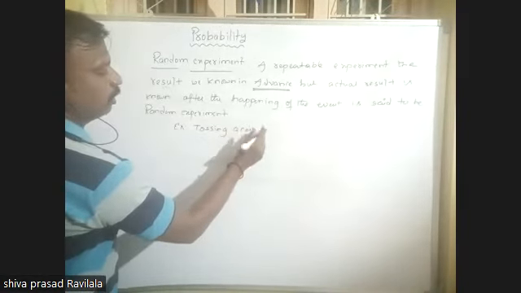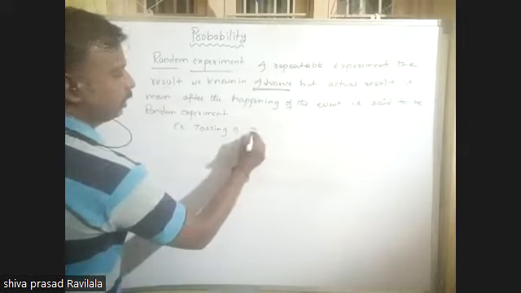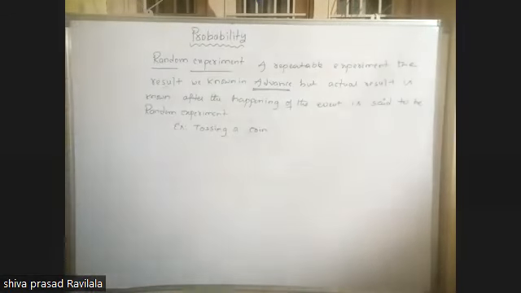Tossing a coin or spinning a die, any one of these two. Tossing a coin or spinning a die, like that. And next one is trial and outcomes.